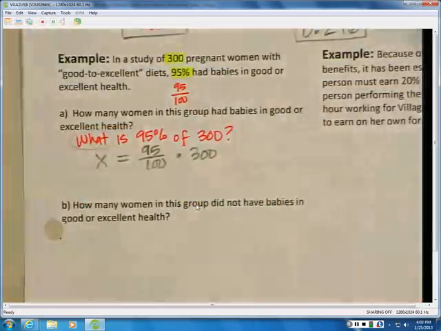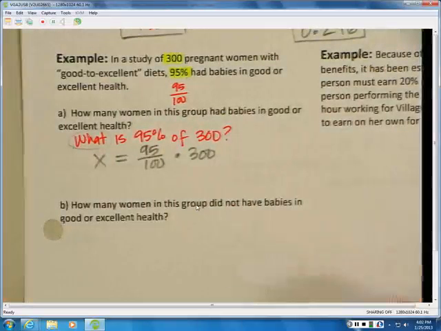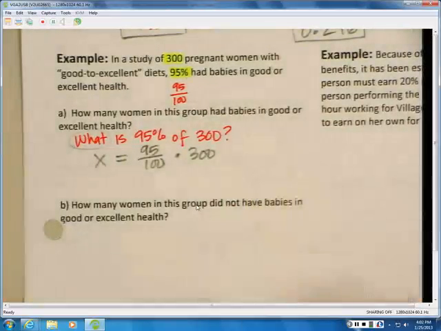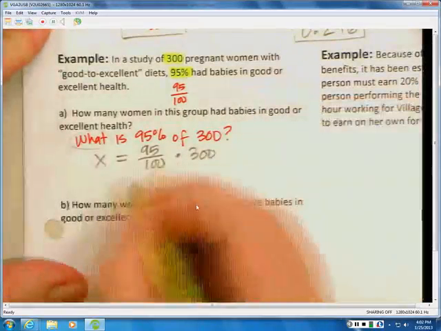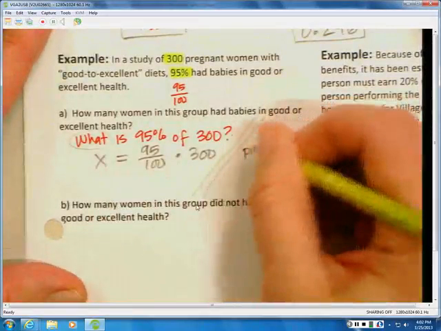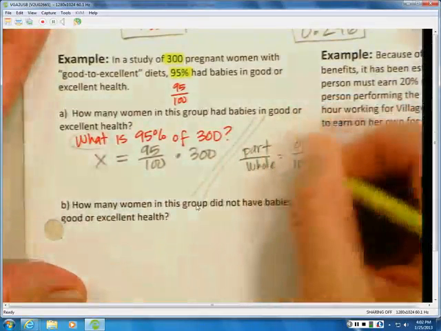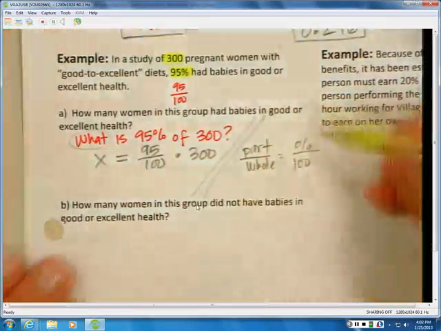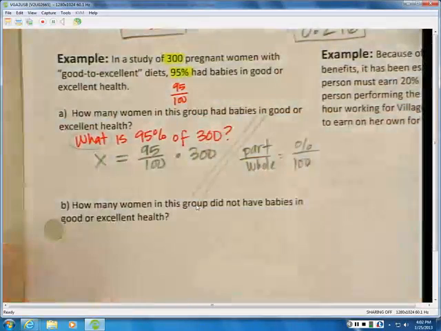Another way to work this out is to think of proportions. Those of you who have a strong Math 90 background should be comfortable with proportions because a fair amount was covered during that. We can think of it as part over whole equals percent over 100, right? Because 95% tells me that 95 out of 100 women have healthy babies.